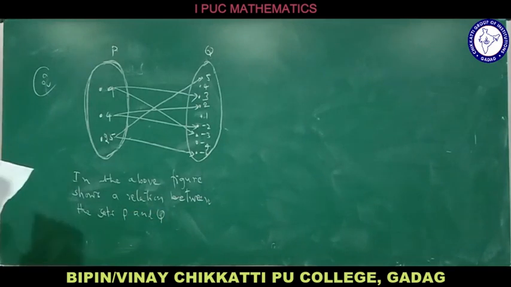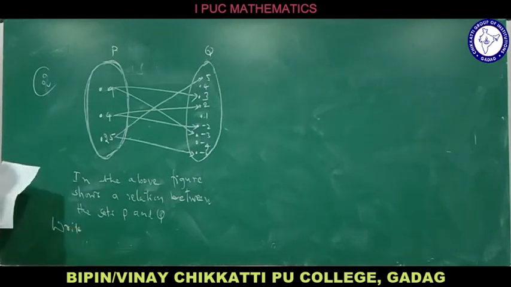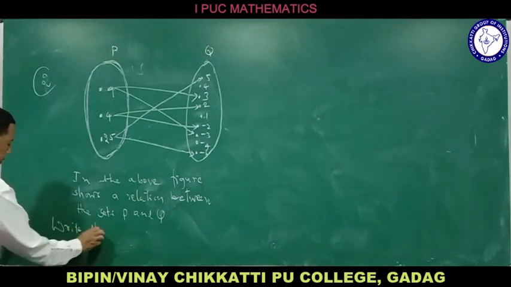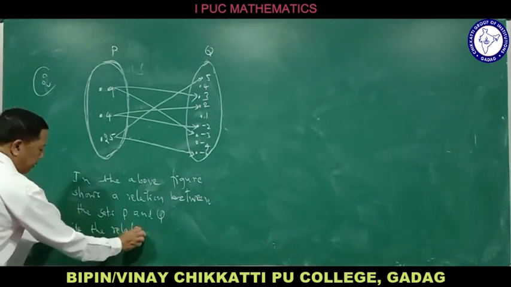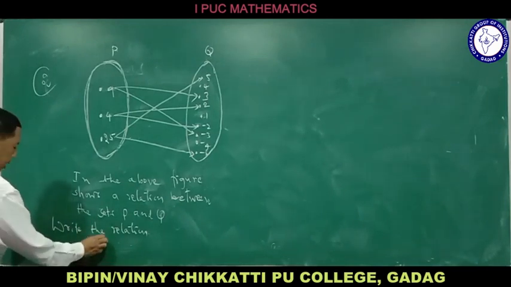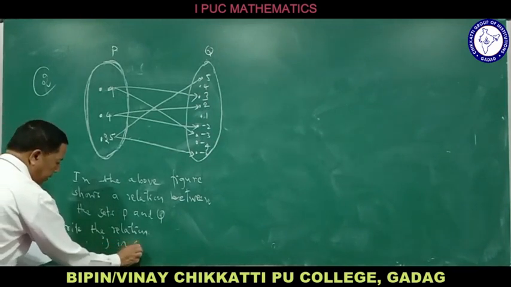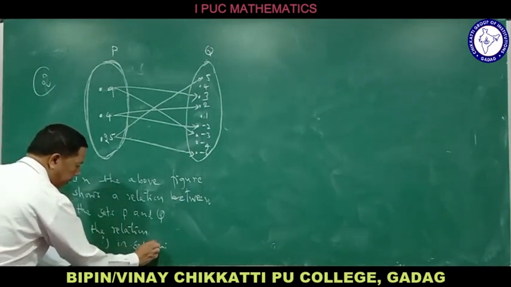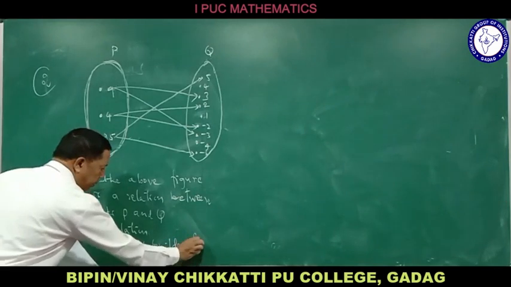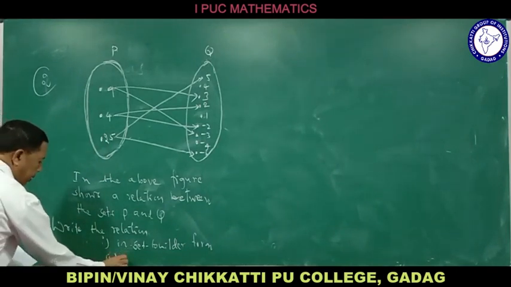And now you can see that particularly what is the question. The question is: write the relation. What relation do you have to see? Number 1, particularly you have to see that in set builder form. And the second one is in roster form.